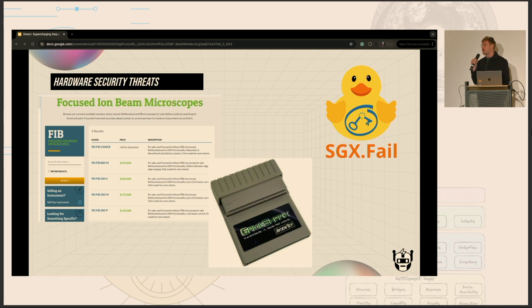Yeah, and then there's also like a memory transposer. It's similar to a Game Shark or a Game Genie on Game Boys, if you've ever used those.